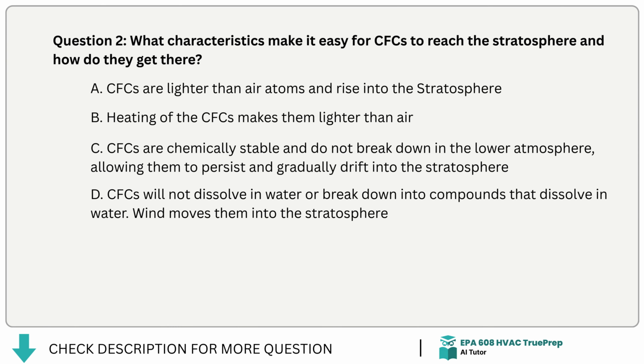Question 2. What characteristics make it easy for CFCs to reach the stratosphere, and how do they get there? A. CFCs are lighter than air atoms and rise into the stratosphere. B. Heating of the CFCs makes them lighter than air. C. CFCs are chemically stable and do not break down in the lower atmosphere, allowing them to persist and gradually drift into the stratosphere. D.